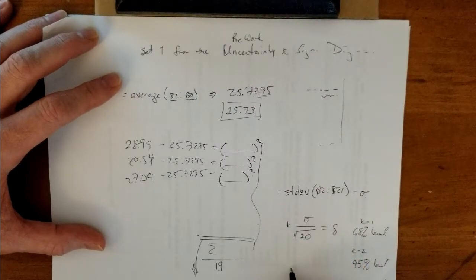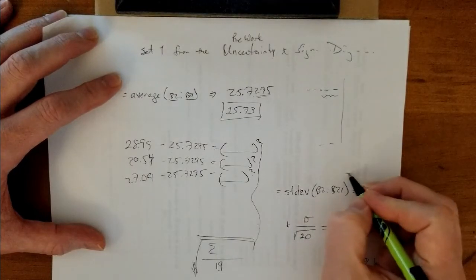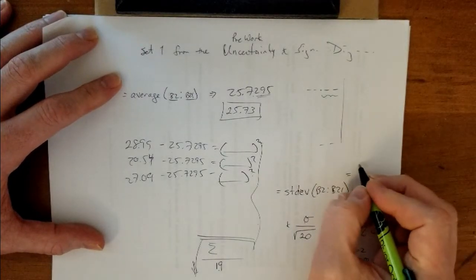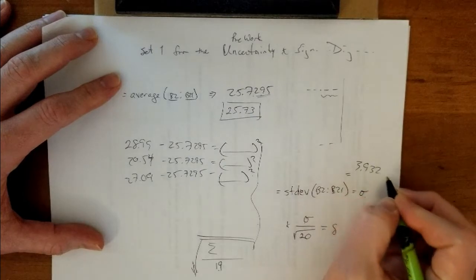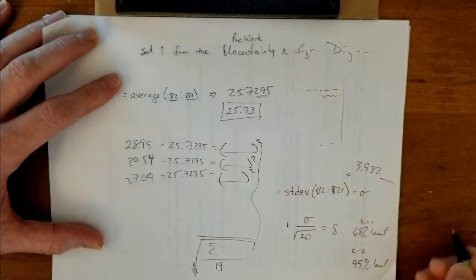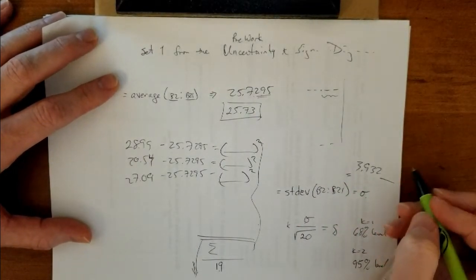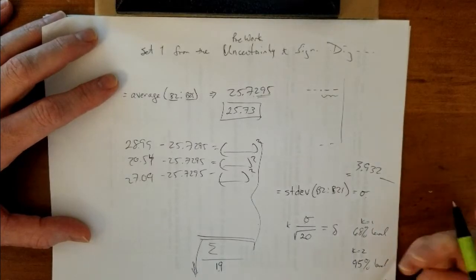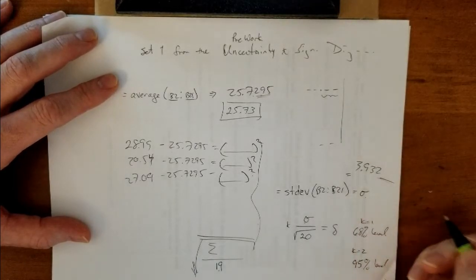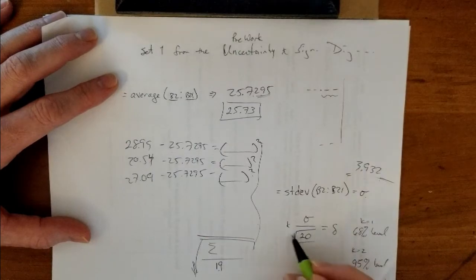And so the standard deviation should be 3.932, and then there's a bunch of other numbers after that. If you're doing this in Excel, or on a calculator, or however you're doing it, keep all those numbers there. You take that, divide by the square root of the number of numbers involved.